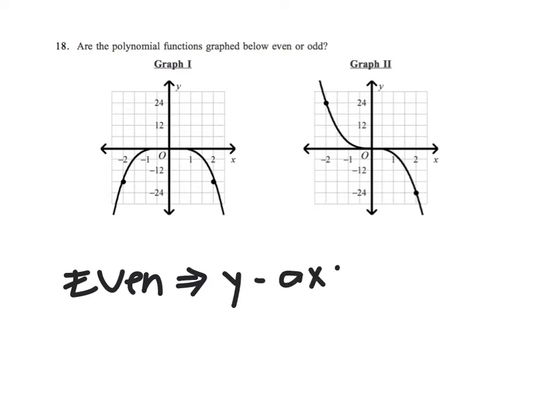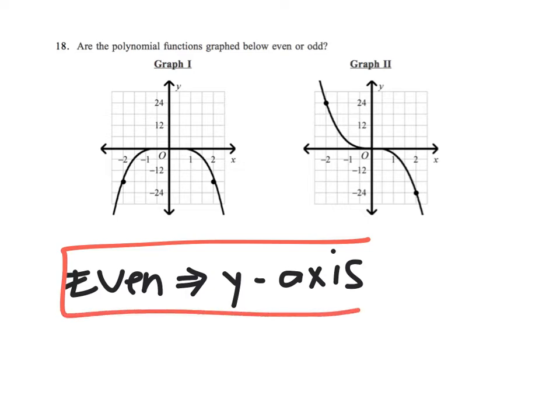That means if I draw my graph, I should be able to fold it along this line, the one up and down, and it would lay right on top of each other. Good news, graph 1 does that, so graph 1 is going to be even.